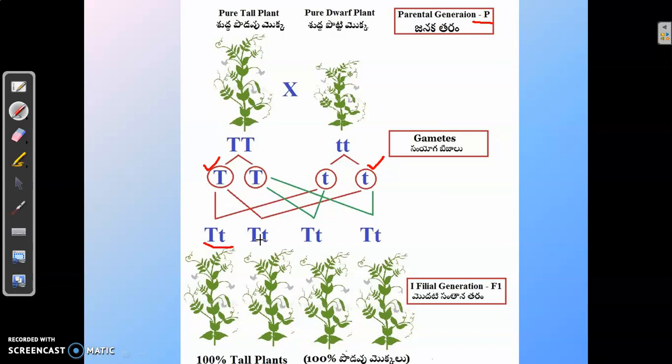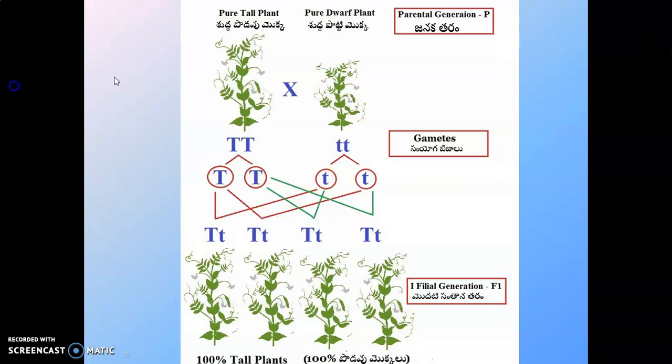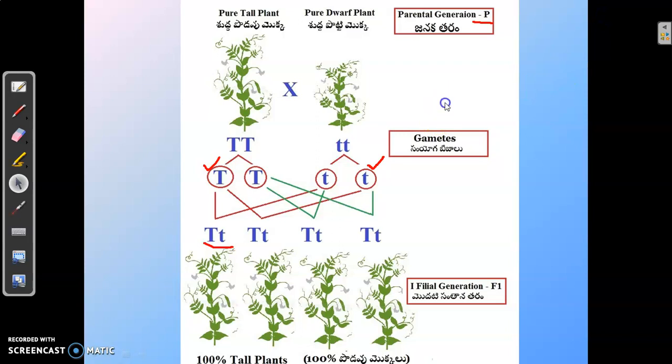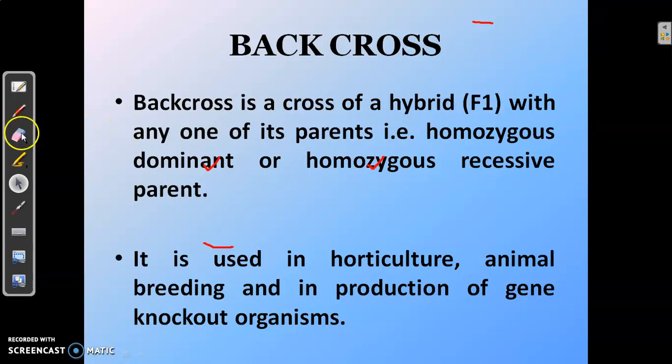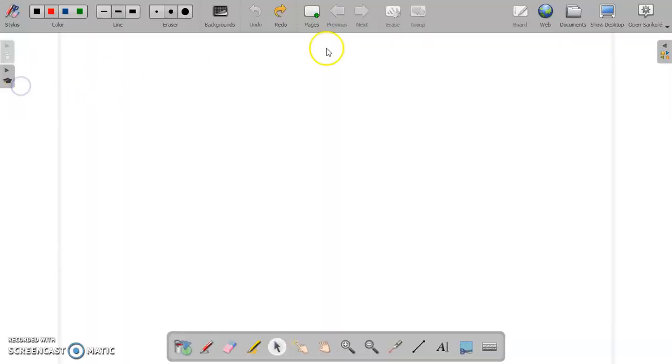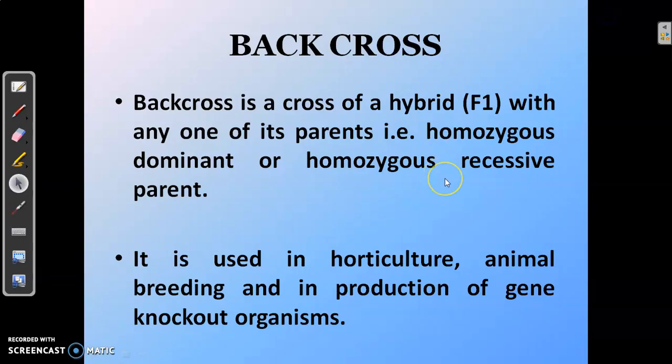Now, let us understand what a back cross is. A back cross is a cross of an F1 hybrid with any one of its parents, that is either a homozygous dominant parent or a homozygous recessive parent. The back cross is used in horticulture, animal breeding, and in the production of gene knockout organisms.